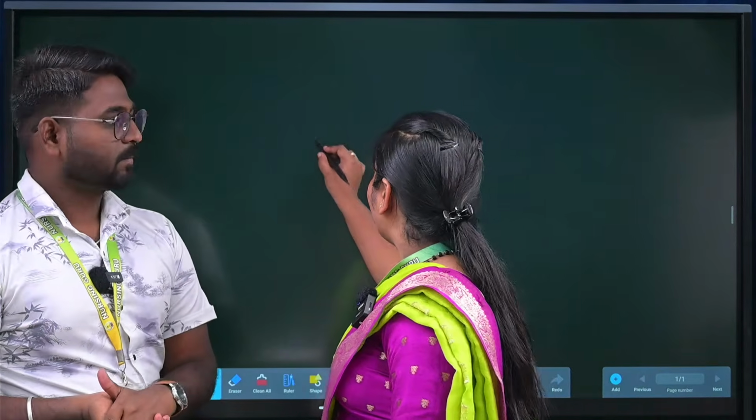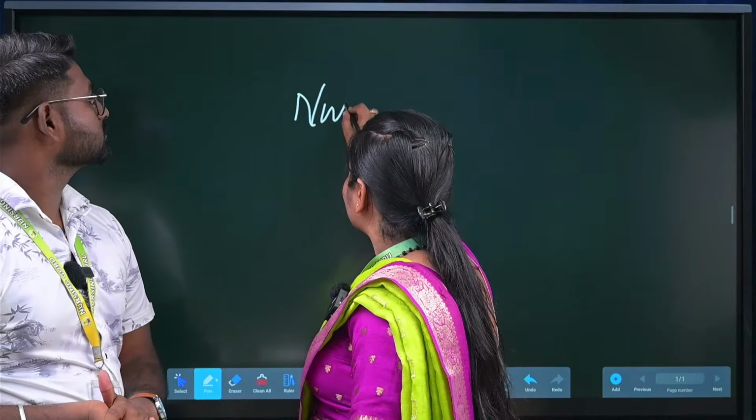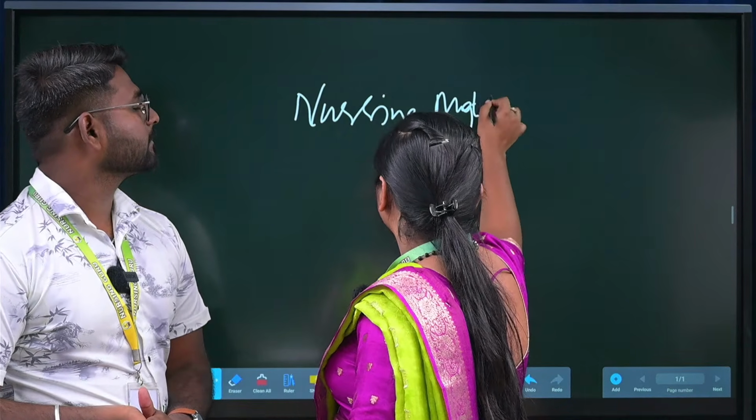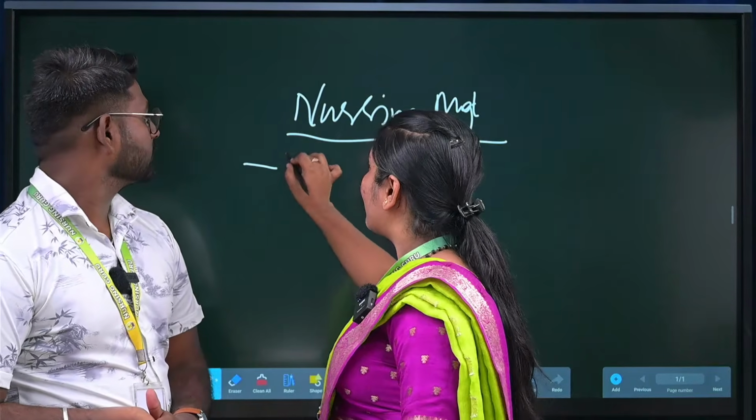As ma'am told, for breast cancer, the mastectomy is the removal of the breast. That's it, enough. And next we are going with the nursing management. You already know how to write the nursing management. There is nothing to explain here, just how you are going to provide the care.